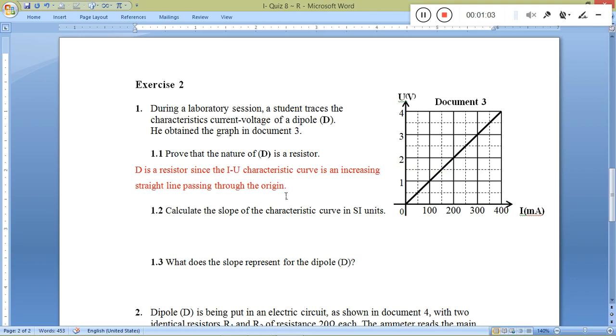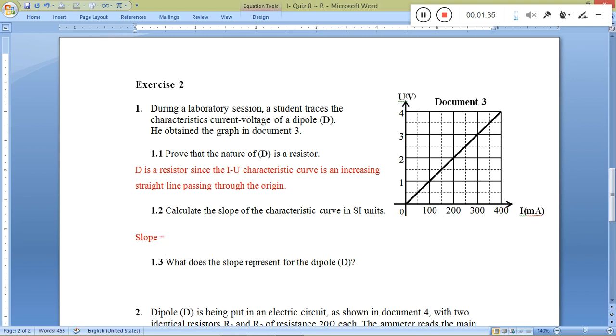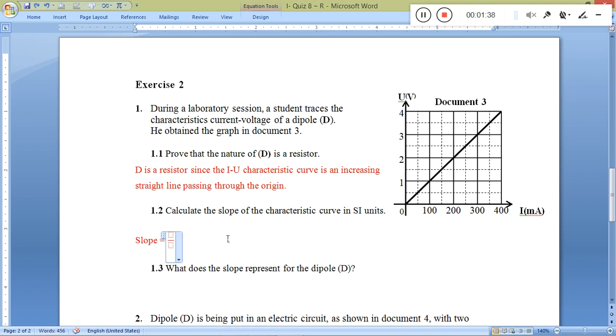Now calculate the slope of the characteristic curve. So mathematically, the slope is equal to the difference of YA minus YB over XA minus XB. We just pick up 2 points, or just 1 point, and we calculate YA minus YB over XA minus XB. So let's take this point, 200.